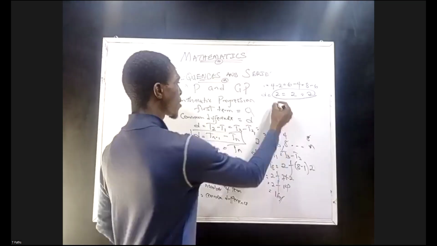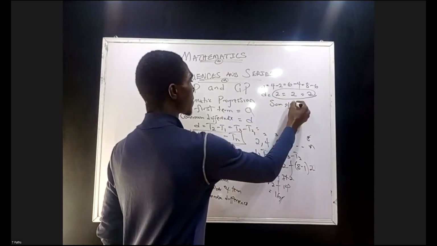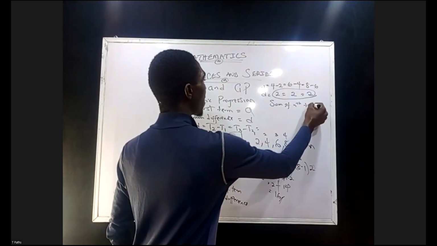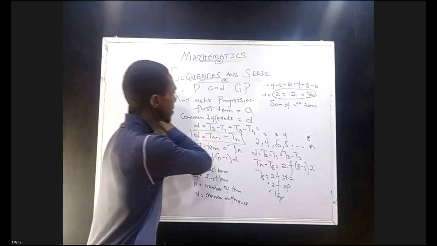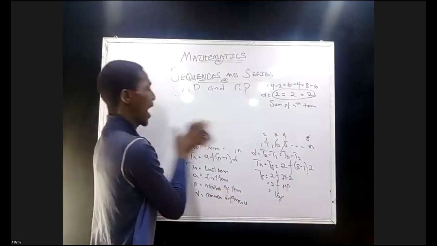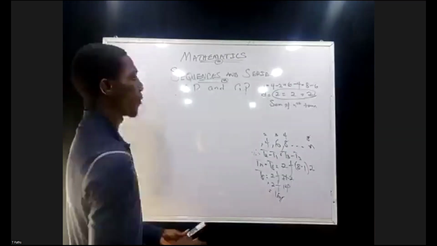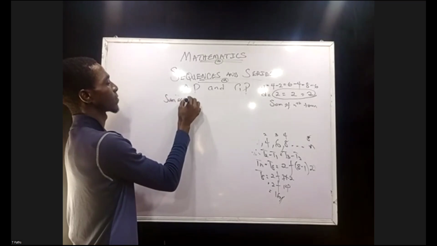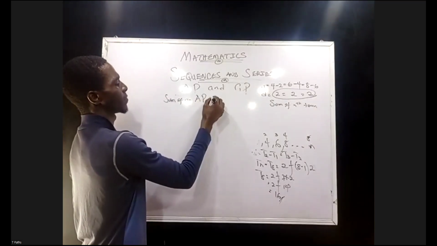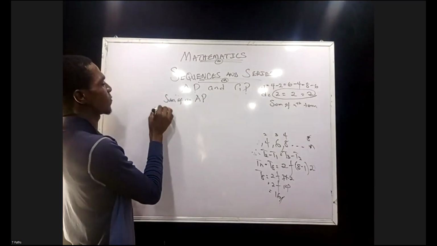Questions like: find the sum of n terms of an AP. I won't be deriving the formula, but I will show you how to use it. The sum of an AP has two formulas.